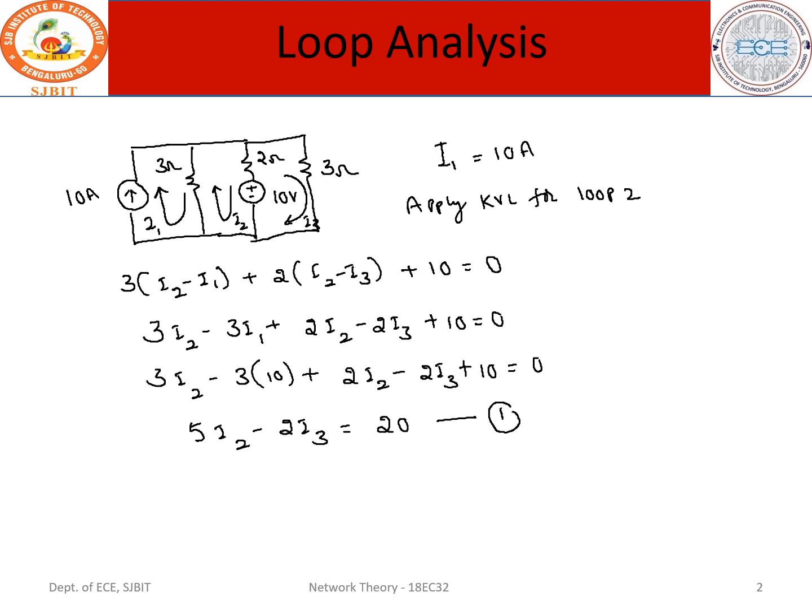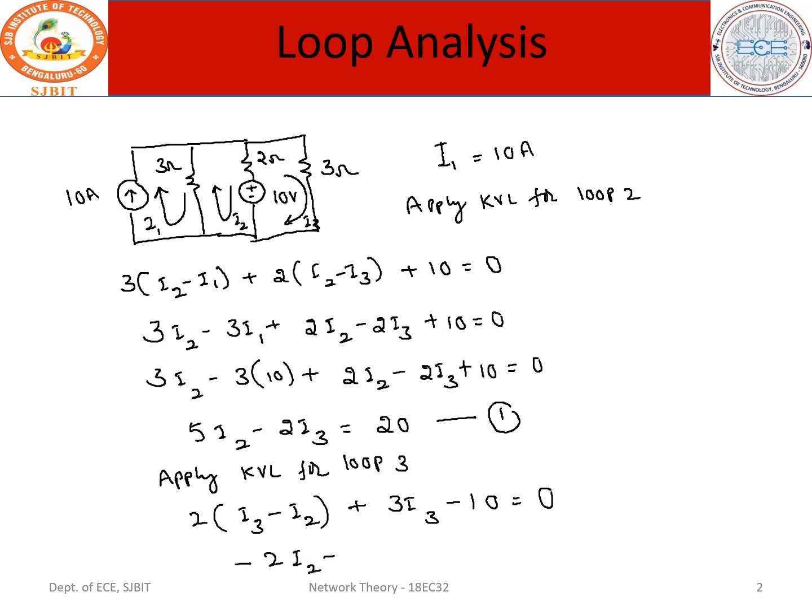Similarly, you apply the KVL for loop 3. Then you can write an equation like this: 2 into I3. I2 is in the opposite direction, therefore you have to take 2 into I3 minus I2 plus 3I3, minus 10 is equal to 0. This you rewrite as minus 2I2 plus 2I3 plus 3I3, that becomes 5I3 is equal to 10. This is the second equation.